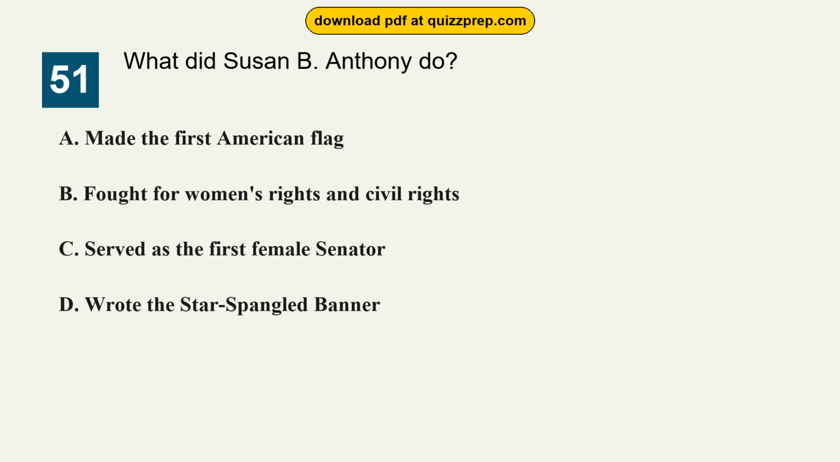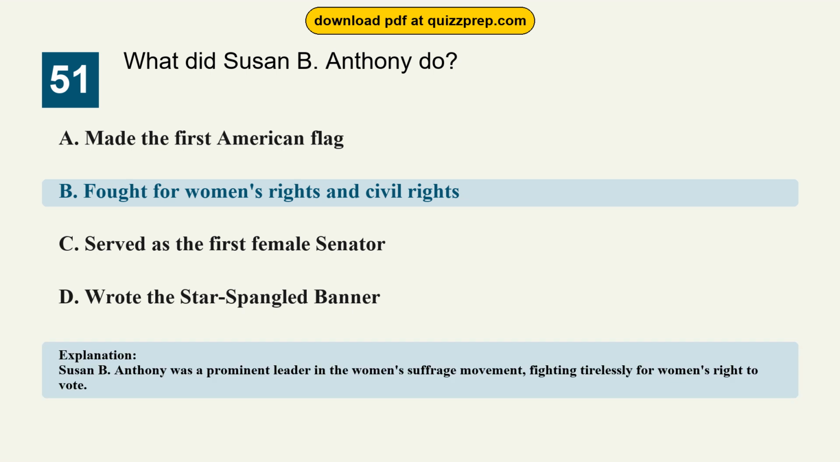Question 51. What did Susan B. Anthony do? Option A, made the first American flag. Option B, fought for women's rights and civil rights. Option C, served as the first female senator. Option D, wrote the Star-Spangled Banner. The correct answer is option B, fought for women's rights and civil rights. Susan B. Anthony was a prominent leader in the women's suffrage movement, fighting tirelessly for women's right to vote.